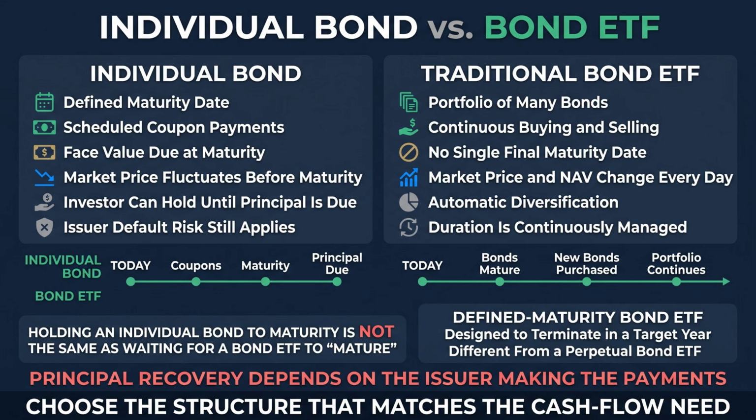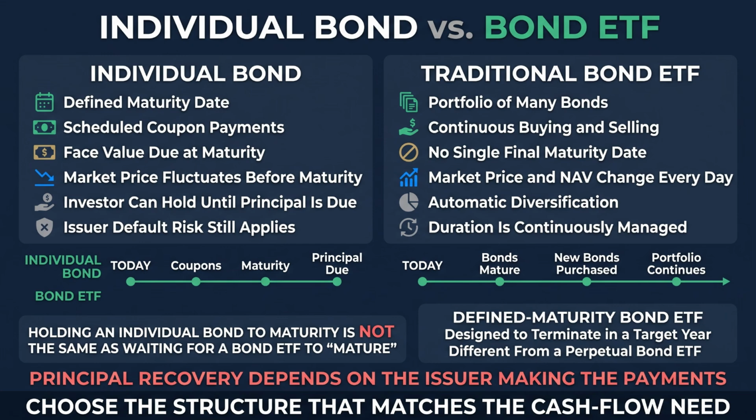A traditional bond ETF operates differently. It owns a diversified portfolio of bonds. As securities mature or no longer fit the fund's strategy, they are replaced with new holdings. The ETF itself normally has no final maturity date. Its duration is continuously maintained within a target range. This means waiting does not cause a traditional long-duration ETF to become a short-duration fund and finally repay a fixed face value. The portfolio continues. Its market price and net asset value keep changing with yields, credit spreads, and fund income.